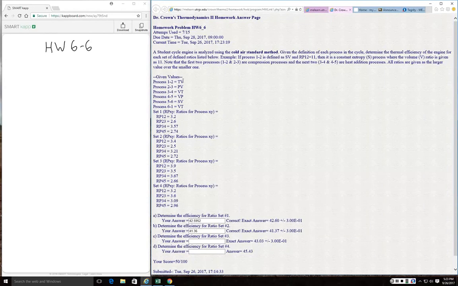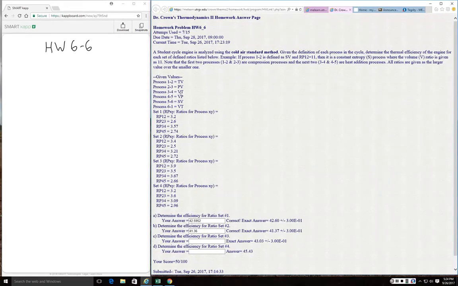I'm going to define each process with two variables. Here for process 1, 2, the first letter is what is held constant. So this is a constant temperature process, or an isothermal process. And then the second variable here, V, is what ratio is given. So I'm going to give a volume ratio. So it will be an isothermal compression with the compression ratio given. The second process is isobaric, constant pressure, also with a volume ratio or compression ratio given.